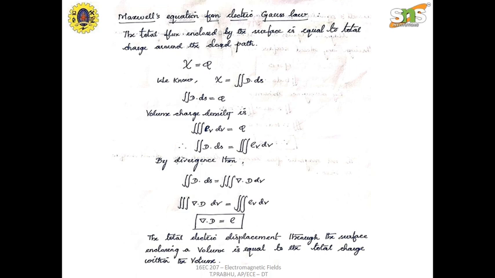The equation indicates that the flux coming out of a charged body is equal to the amount of charge enclosed. Therefore, phi is equal to Q. And we know that from Gauss law, phi is equal to the surface integration of D. This indicates the total flux leaving the surface can be obtained by the surface integration, which can be defined as the surface integration of D is equal to the charge enclosed, that is Q.